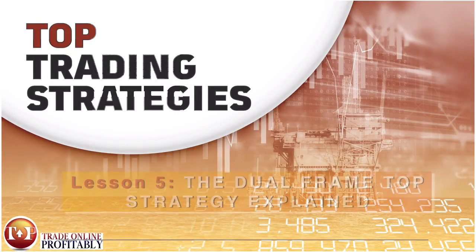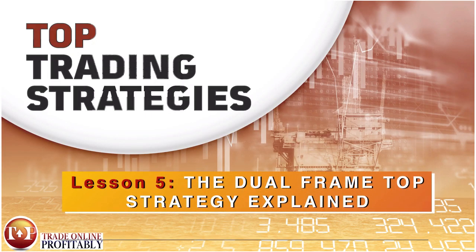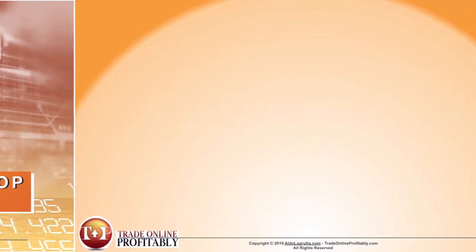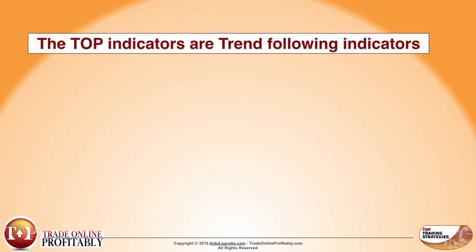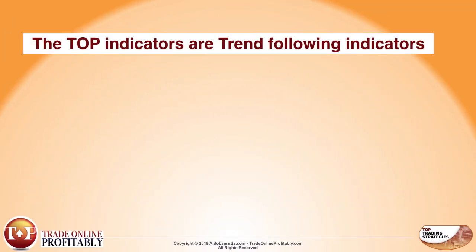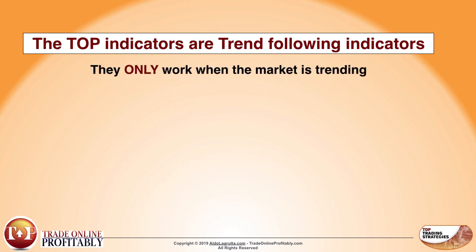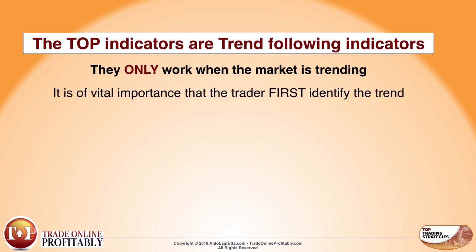Lesson 5. The Dual Frame Top Strategy Explained. The top indicators are trend-following indicators. That means that they only work when the market is trending. Otherwise, they will give you false signals. Hence, it is of vital importance that the trader first identify the trend.